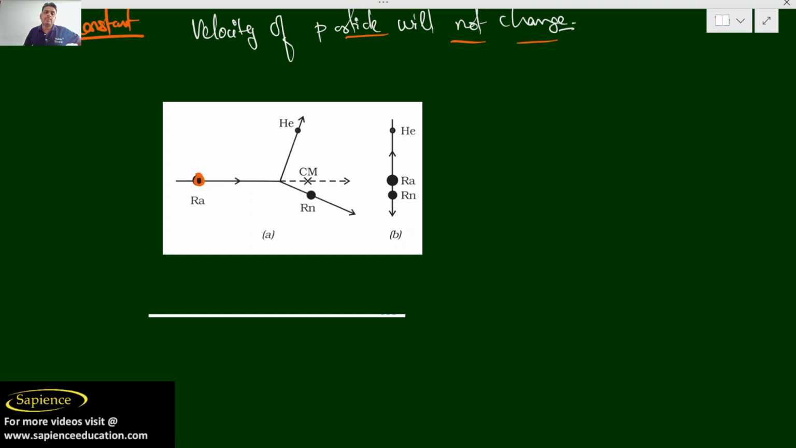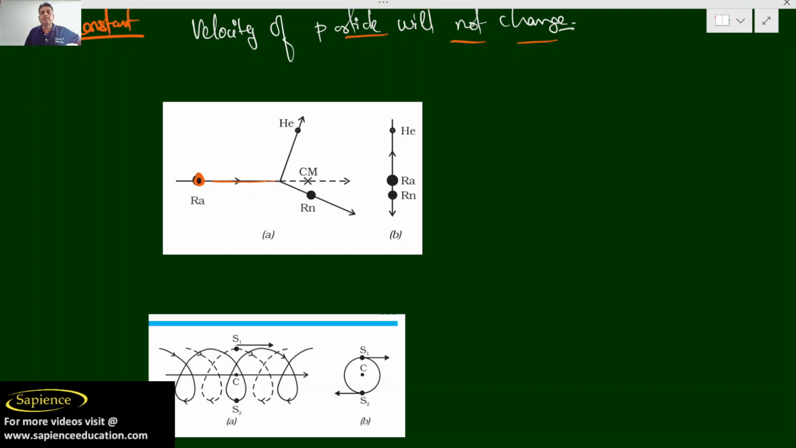Suppose this is your nucleus, and when it moves from here, this element Ra breaks into two parts, Rn and helium. Okay. See, initially the center of mass was moving in this direction. So after breakage also, the center of mass will remain on this path. In spite of being split into different parts, one heavier and one lighter, the bodies will move in such a way that the center of mass of these two bodies remains on the same constant path.